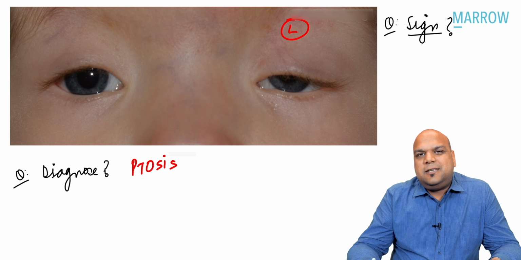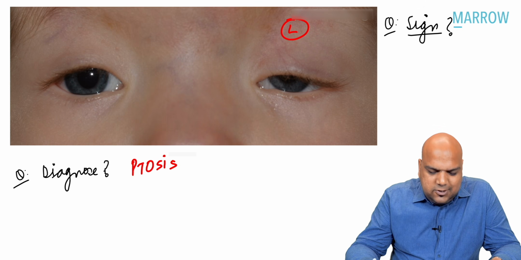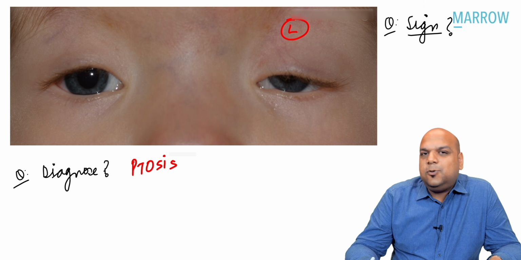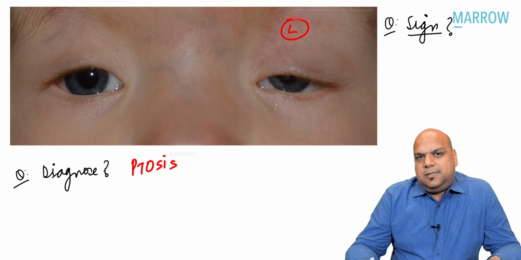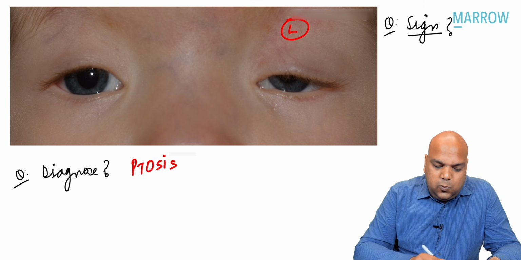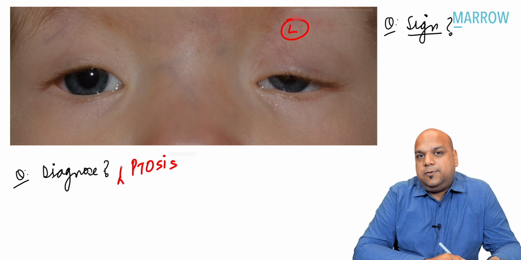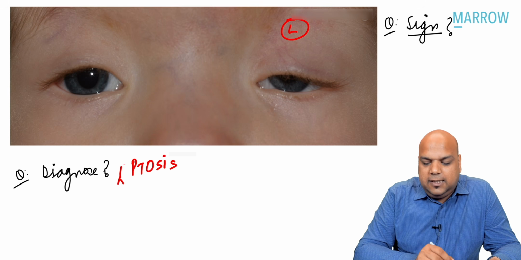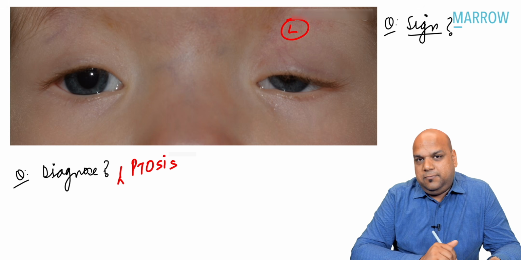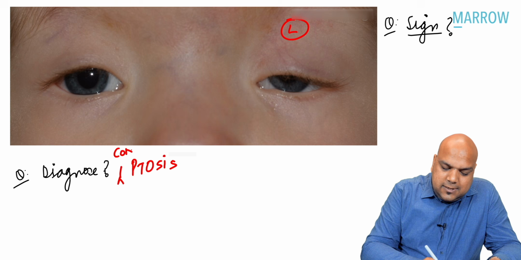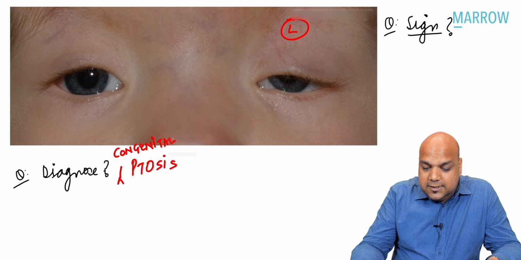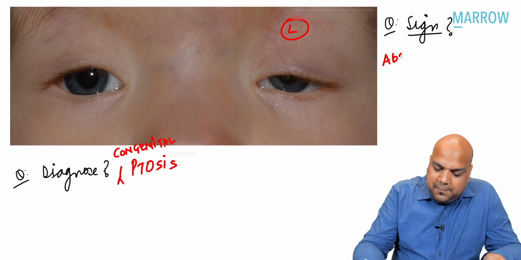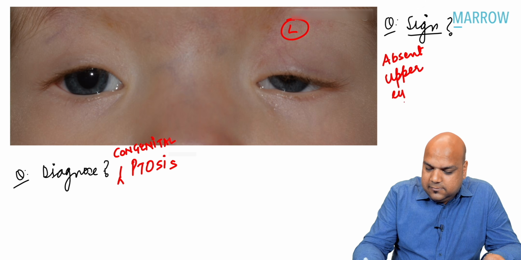Because I know everybody can see ptosis here. Even a first year undergraduate would have heard of ptosis. But which ptosis? That is the important keyword. You are missing a word here if you're saying ptosis, and you can fill in that blank only when you know the sign. So, what is the diagnosis, sir? The diagnosis is congenital ptosis. What is the sign? The sign is absent upper eyelid crease.